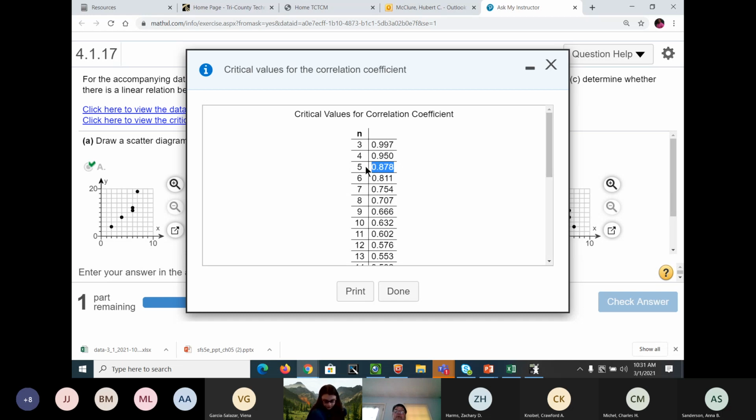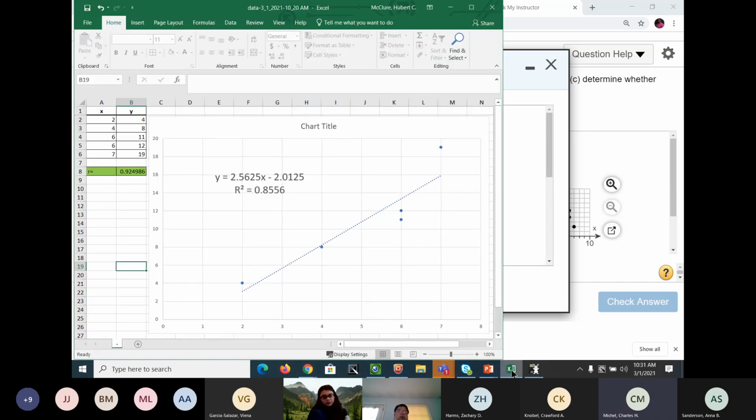In theory, you have 5 points. You should have r is equal to at least 0.878. What do we have? Let's go back. We have r is equal to what? 0.925. 0.92 what?